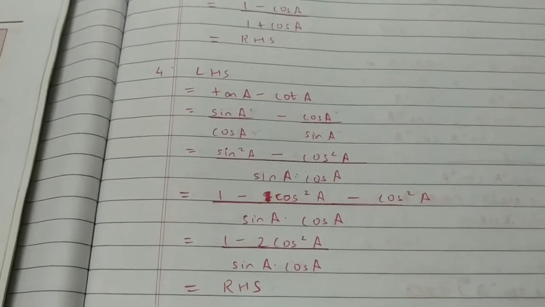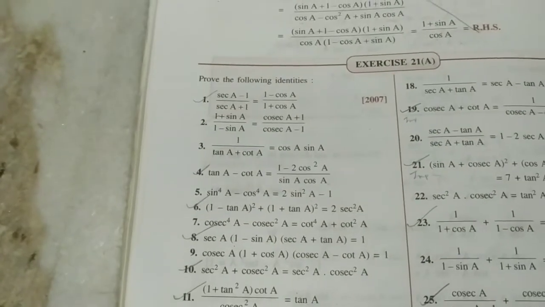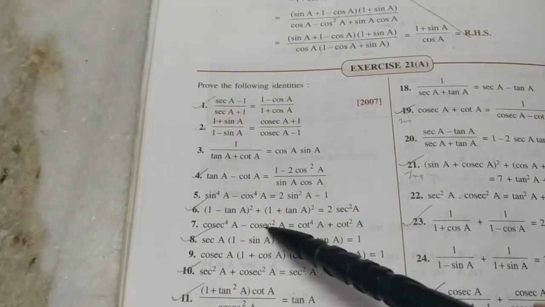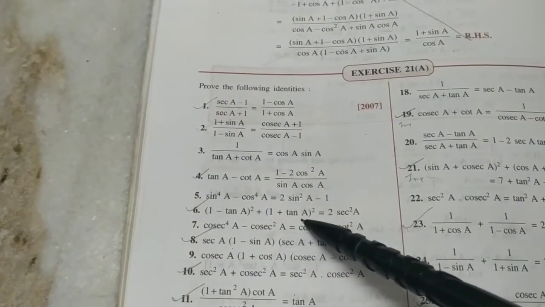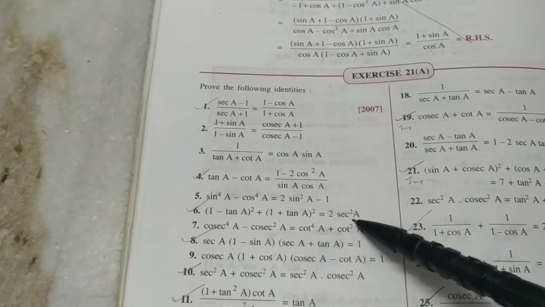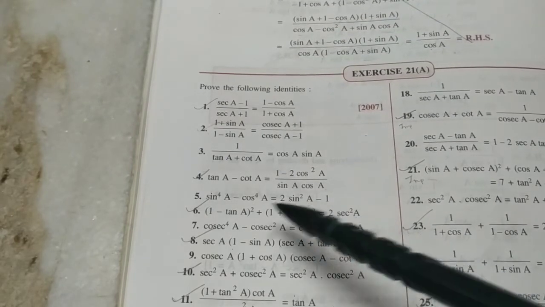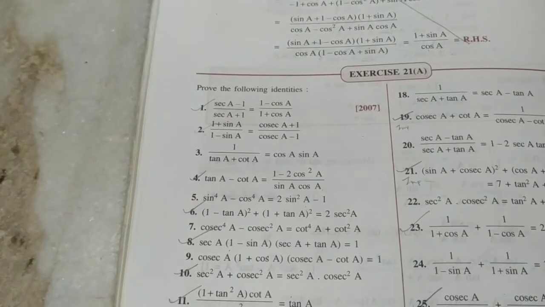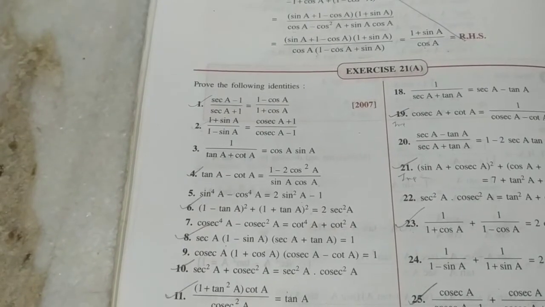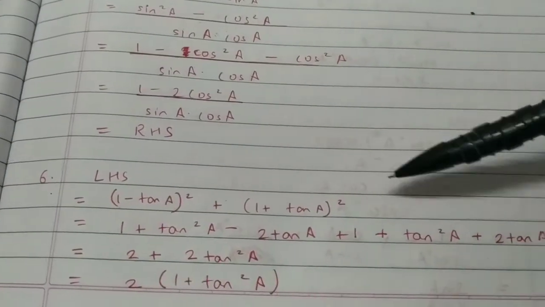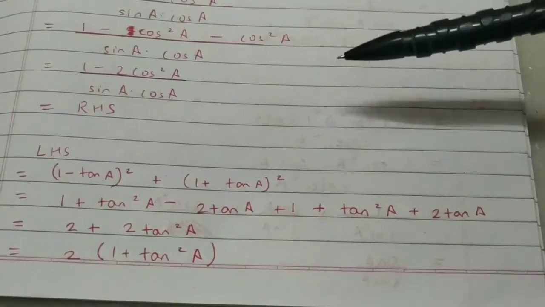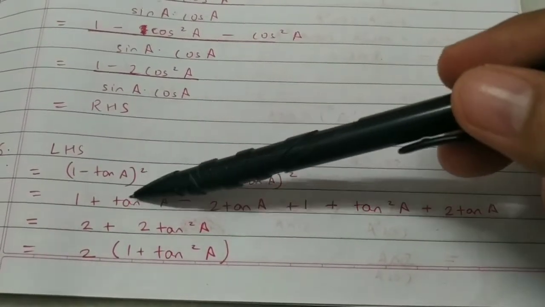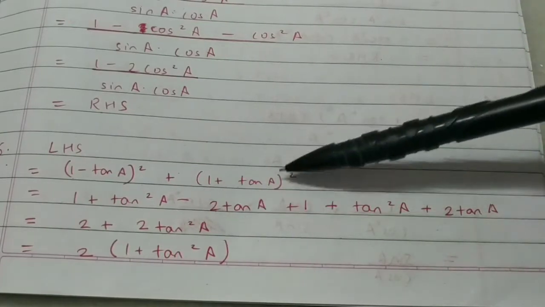Next, the sixth sum. 1 minus tan A the whole square plus 1 plus tan A the whole square is equal to 2 sec square A. So LHS is more complicated, so we will start with that. There is no formula for 1 minus tan A the whole square, so we have no choice but to open the brackets using the formula A plus B the whole square and A minus B the whole square. So we get this opened and even this.